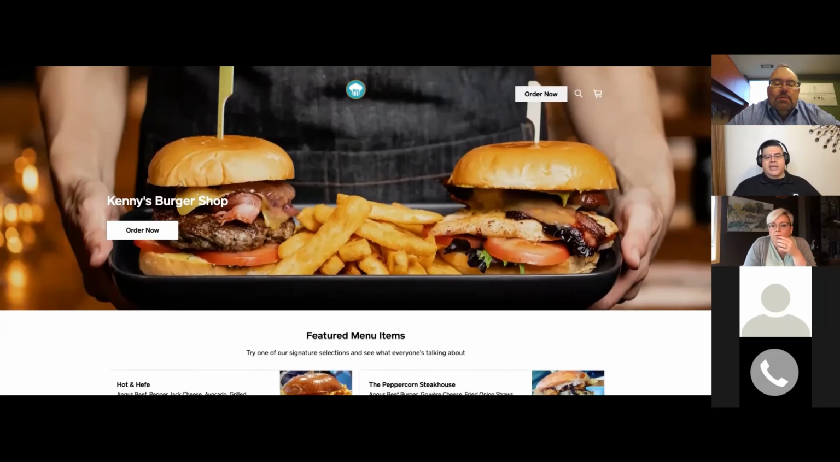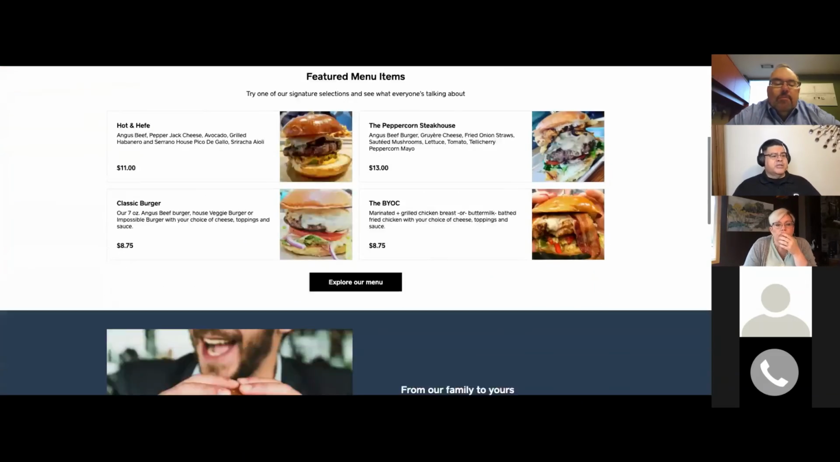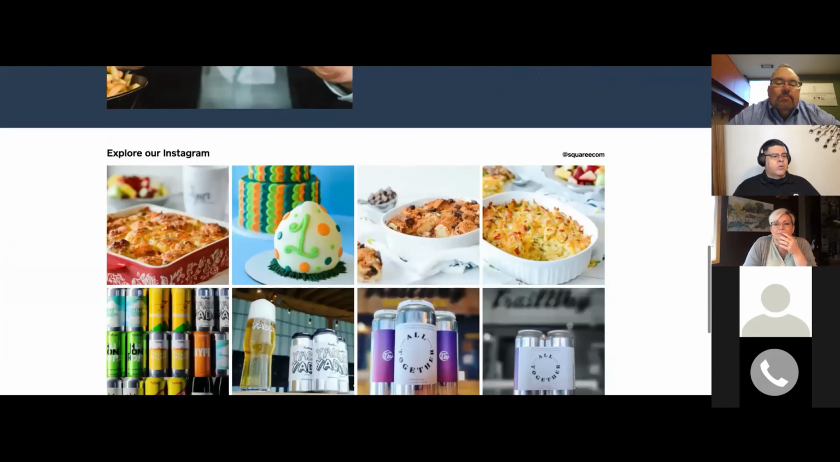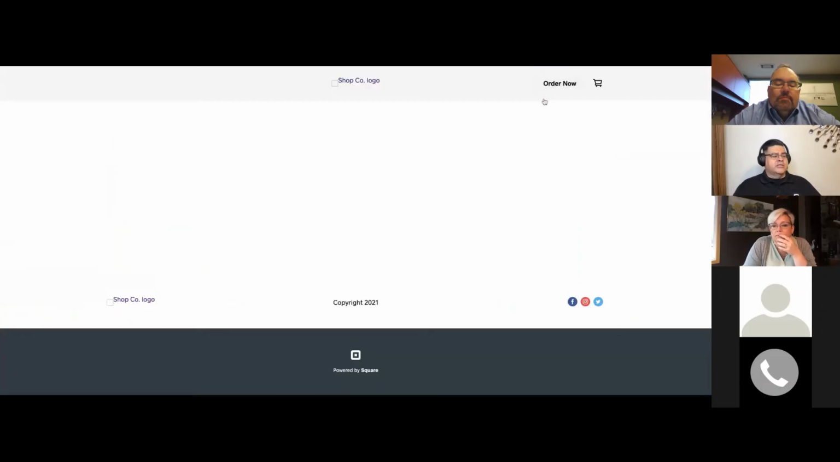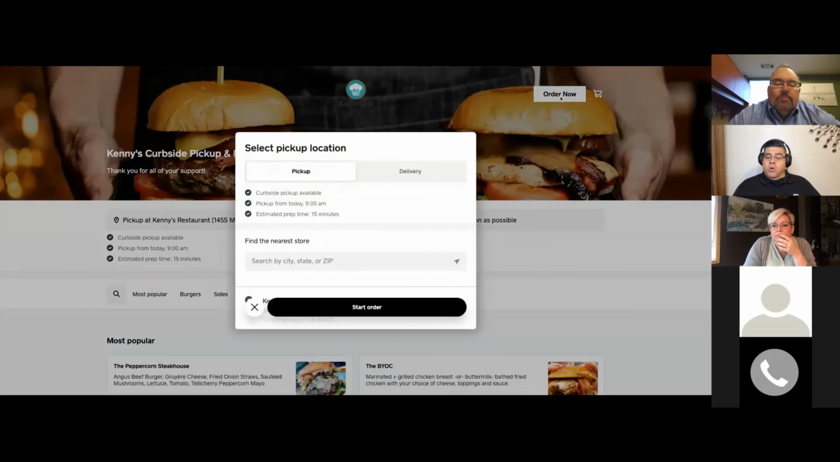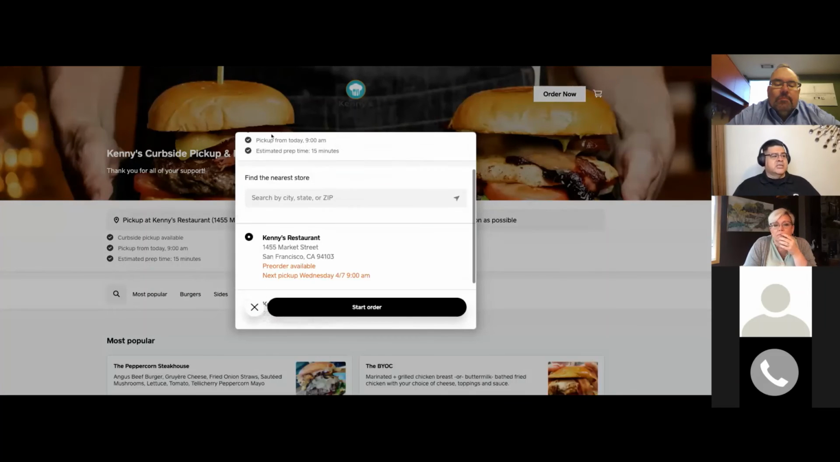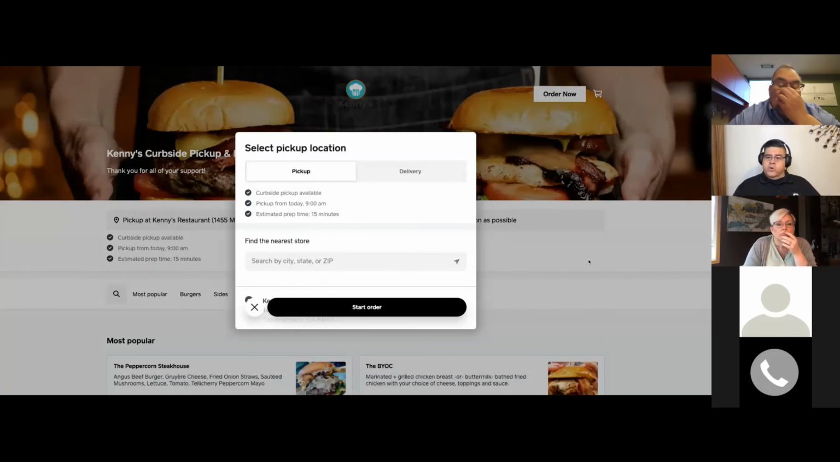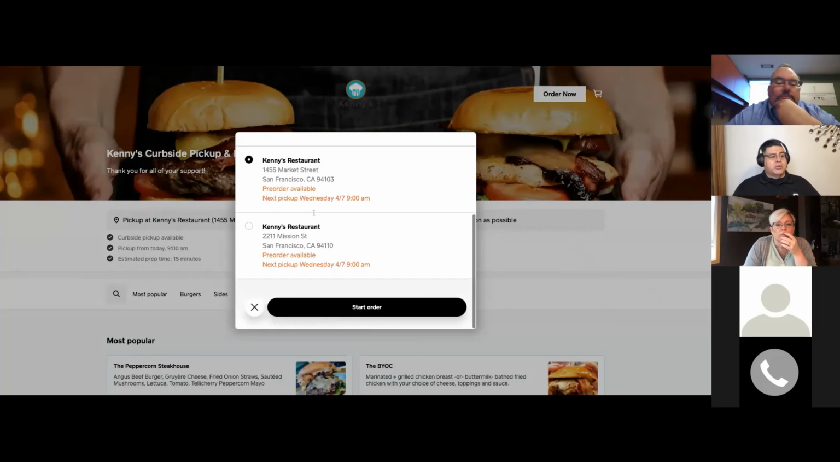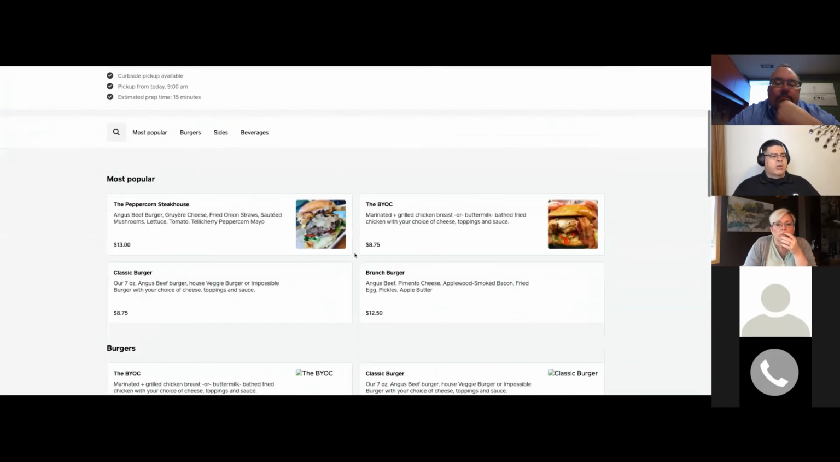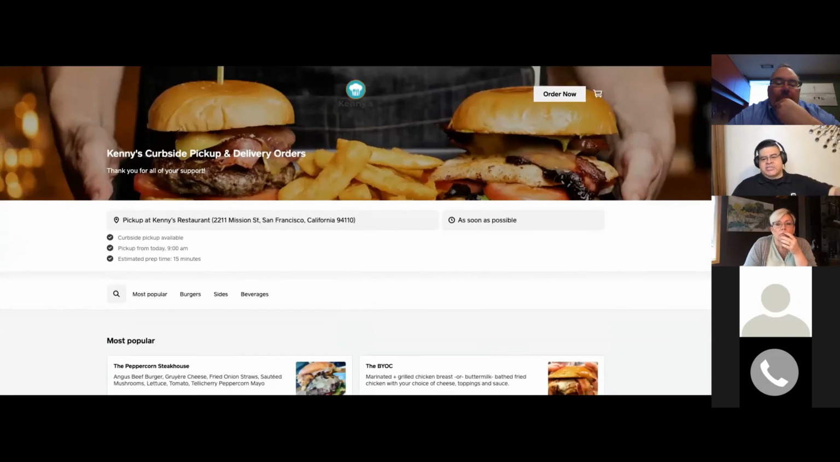So let's say this is my Kenny's Burger Shop, my test account here. Let's say you're Kenny's Burgers and you have a Wix website up and running, and it's got pictures of your food and all that, but then you want to add online ordering. You could do that and just have a button to order now, and link to that. So this is the actual ordering page. You can see it's got pickup, delivery, right? If I have multiple locations, I can pick multiple locations, and then I can start my order here.